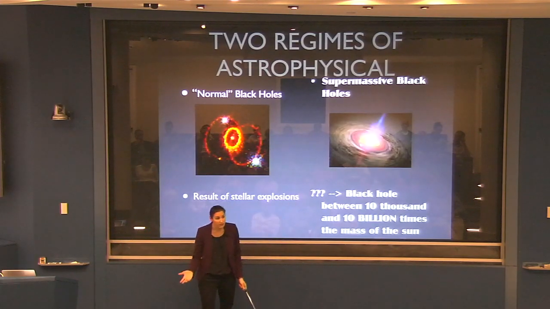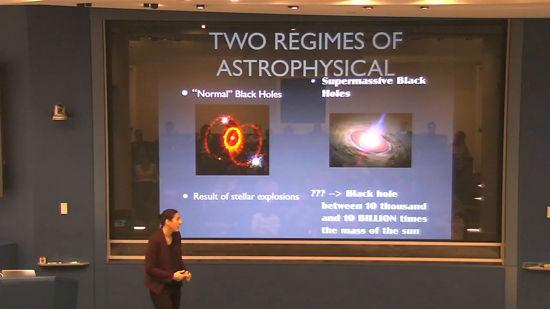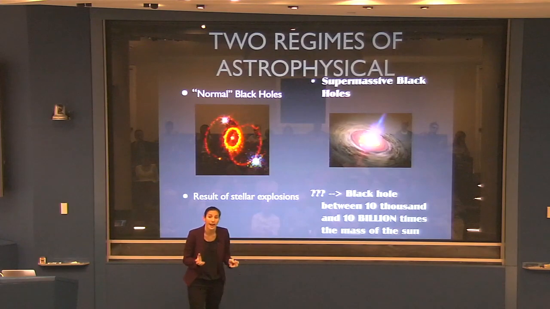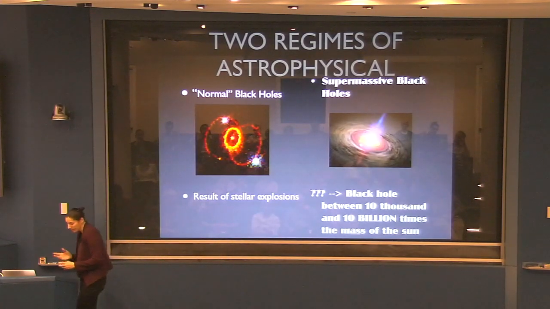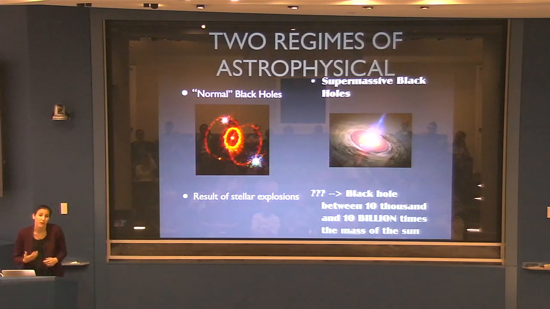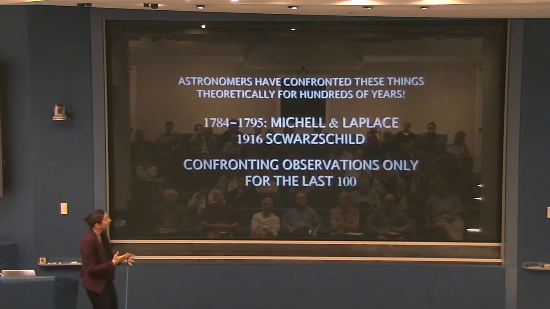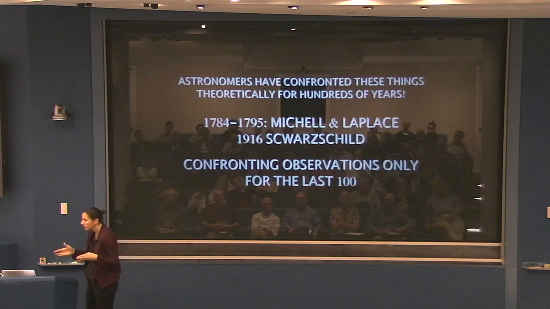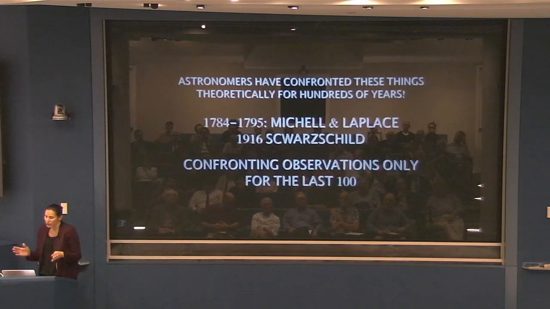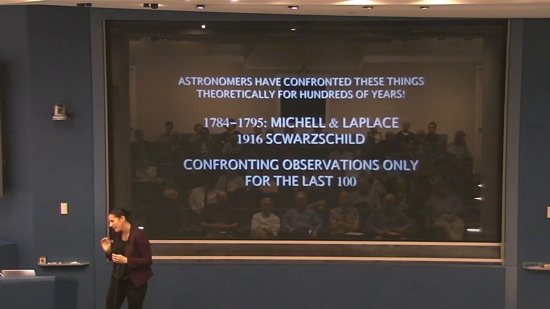We have a lot of ideas about how they form, but we don't know for sure how you make a million solar mass black hole or a billion solar mass black hole, especially because you see these very early in the history of the universe. So these black holes exist at very early times. What I think is really fascinating is that astronomers have been struggling with this notion from two very different perspectives for hundreds of years. People debate this, but I think it's actually very deep.